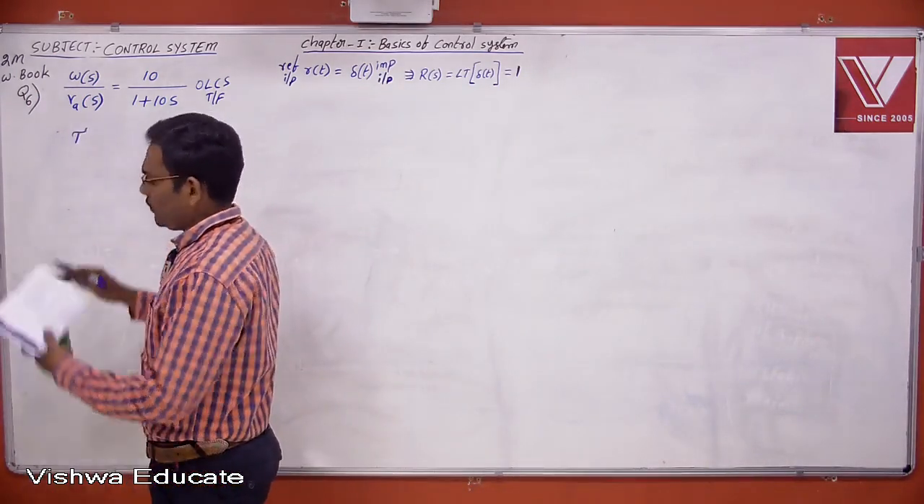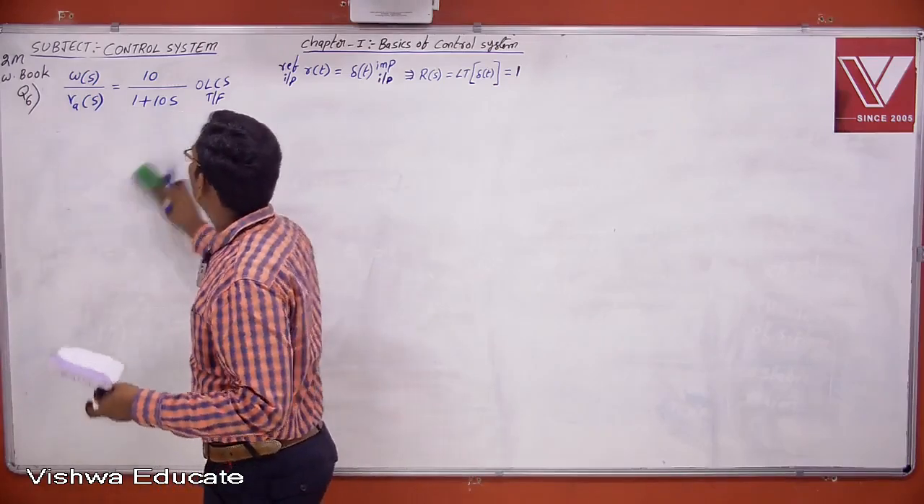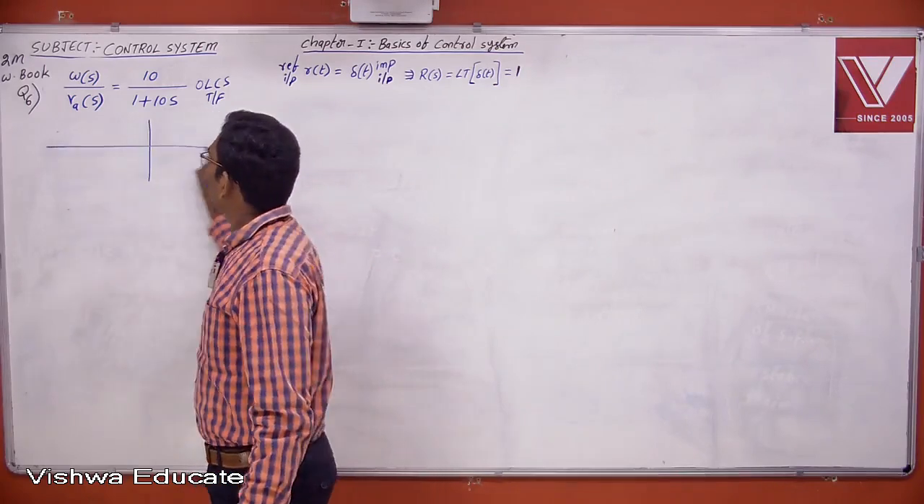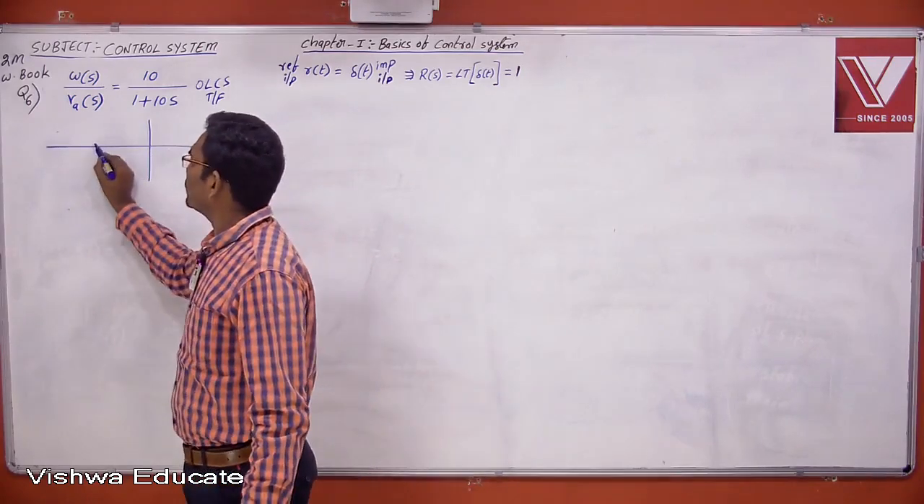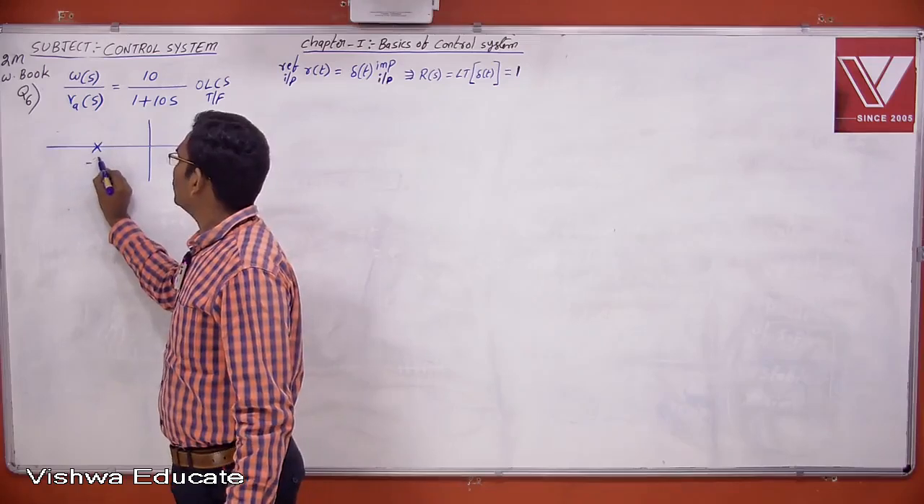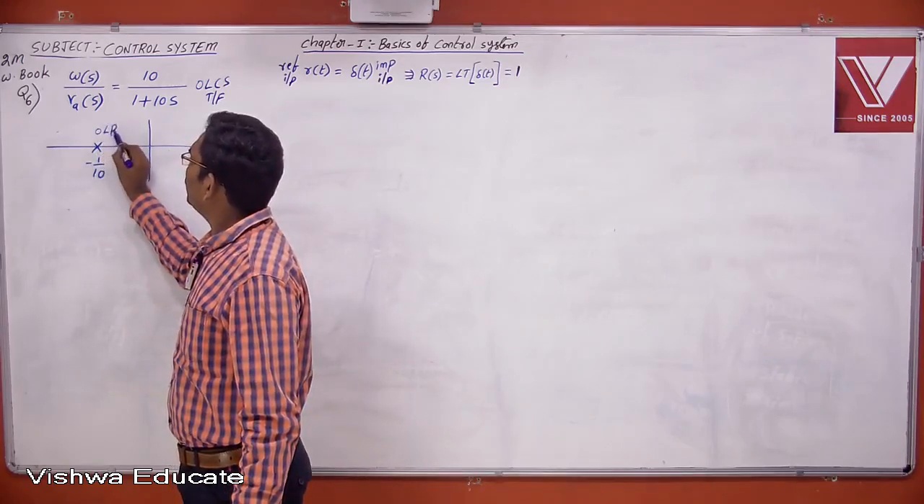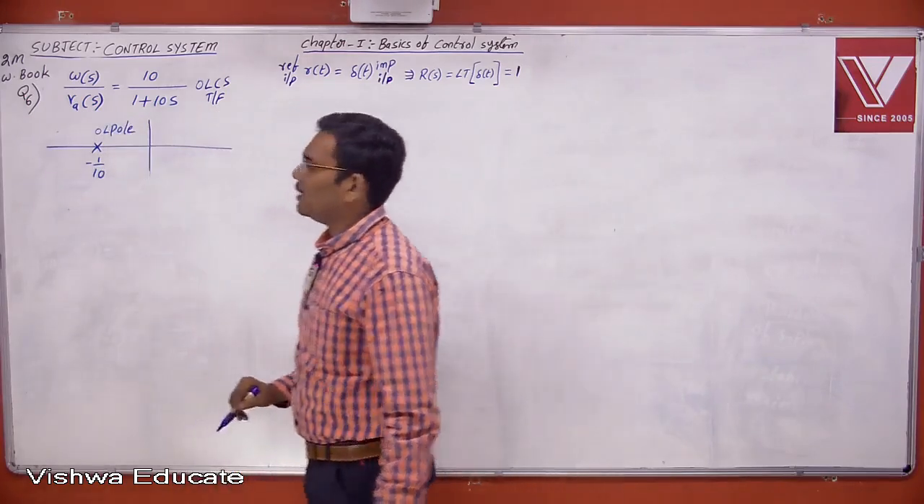Time constant, if you want to find, first we want to see the pole. This is the open loop control system. Where is the open loop pole? 1 plus 10 S equal to 0, so S equal to minus 1 by 10. This is the open loop pole.